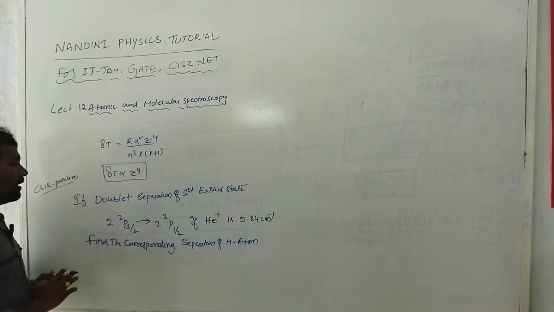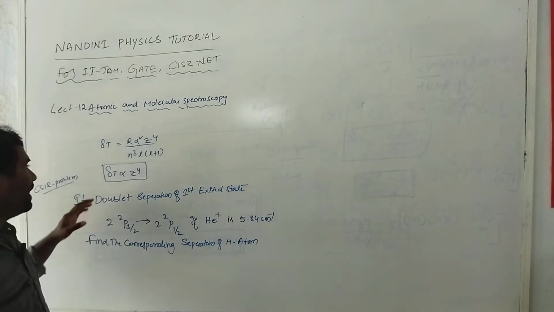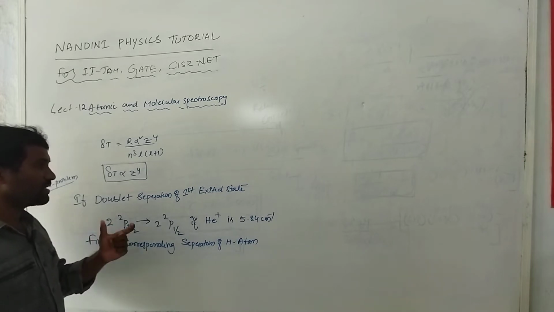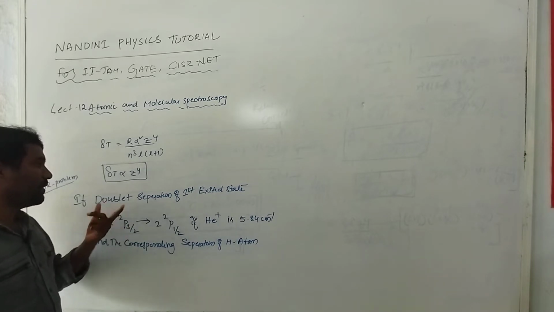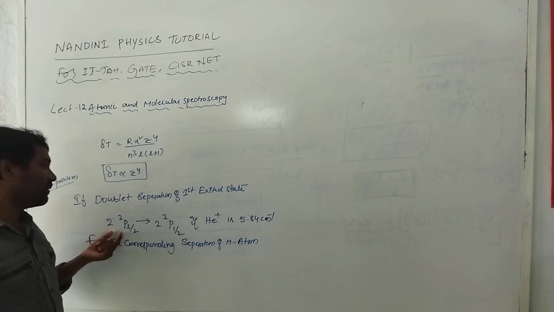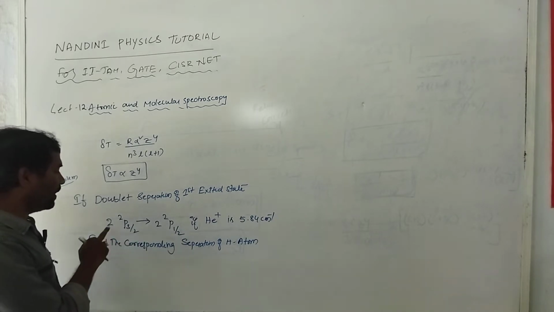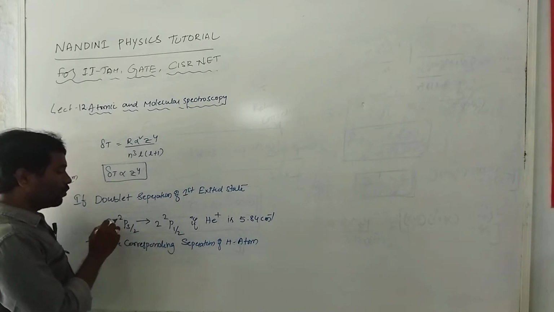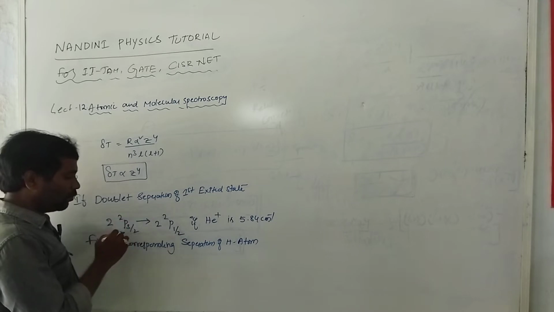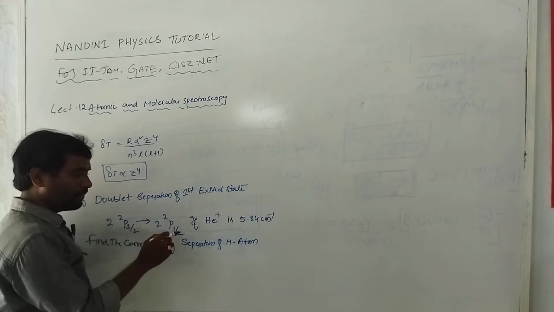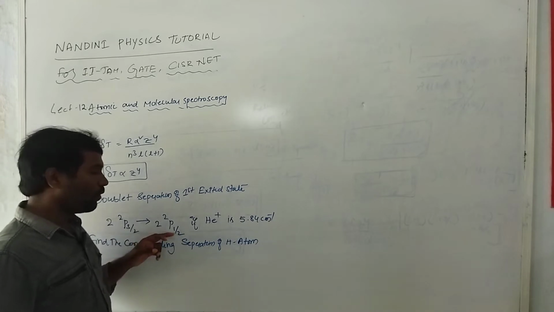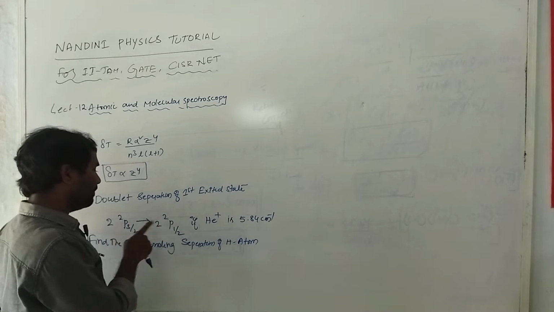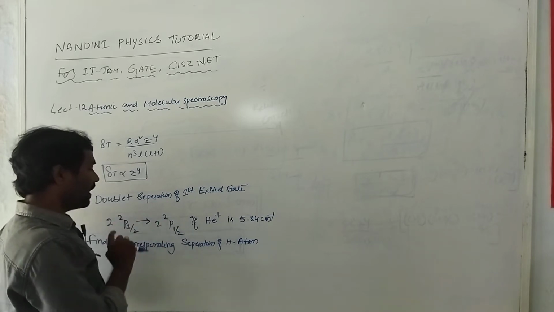Now see a small CSIR problem based on this term shift. Here it is given: if the doublet separation of the first excited state, that is principal quantum number n equal to 2, so 2 P 3/2 and 2 P 1/2, with L equal to 1, J the angular momentum, and this is the multiplicity.